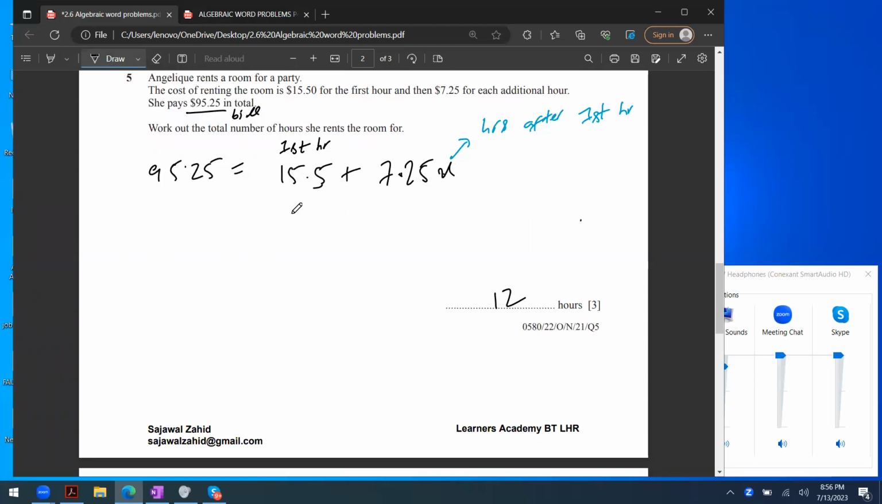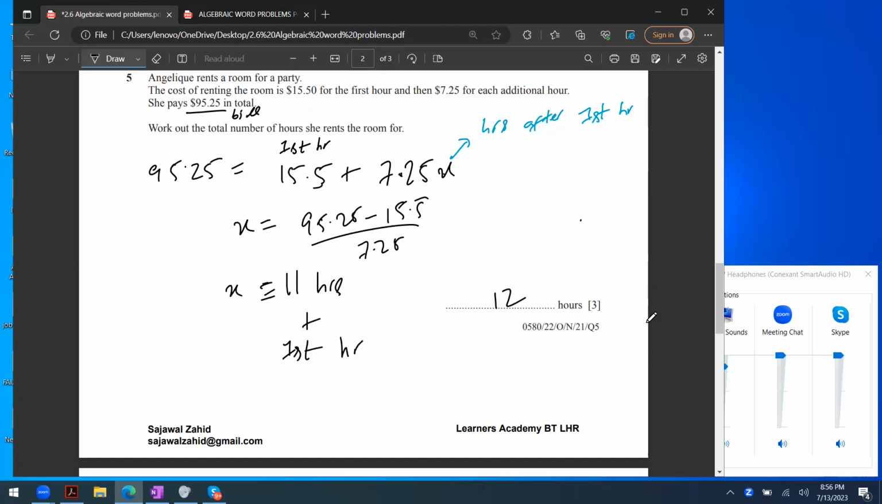So that's it. Again, we have one simple equation. X is equal to 95.25 minus 15.5 divided by 7.25. X is equal to 11 hours, but we need to add this first hour, so that becomes 12 hours.